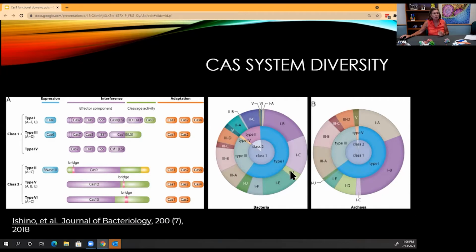And over here, just to give you an idea, we were talking about bacteria versus archaea and all the different types and classes you can find. And what you will find is that our class 2, type 2, is a small part of bacteria. And I don't think it's even found in archaea. So that's kind of interesting. And so just understand that Cas9 is, yes, it's a thing. But when you talk about biology, it's a very minor thing.